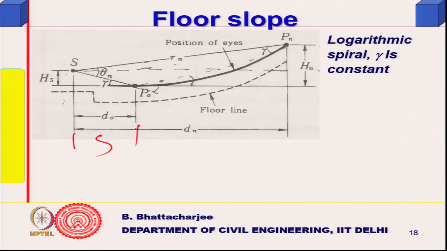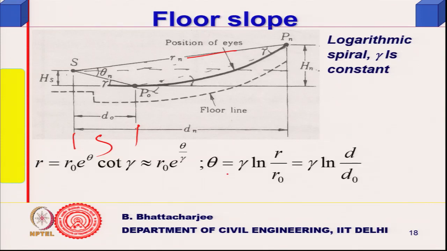So the gamma is simply Hs, the height of the source, the normal height without floor raising. So gamma is simply Hs divided by S, and that's one. Otherwise, at any distance, the distance is Rn, so I can actually get an expression like this.